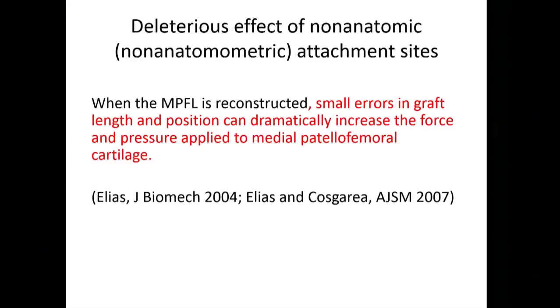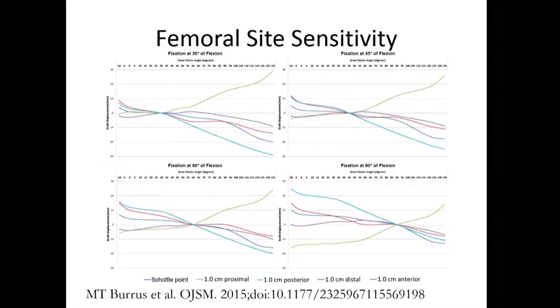So Andy Kosgaria showed that when it's over 5 millimeters, you can certainly get abnormal forces and cause deleterious pain and or chondrosis progression at the patella or medial aspect of the trochlea. This just shows, once again, the sensitivity. The green line is closer to the anatomic center, and you can see it should become lax as the knee goes into flexion. So if you're off, you can see 1 centimeter proximal, distal, posterior.